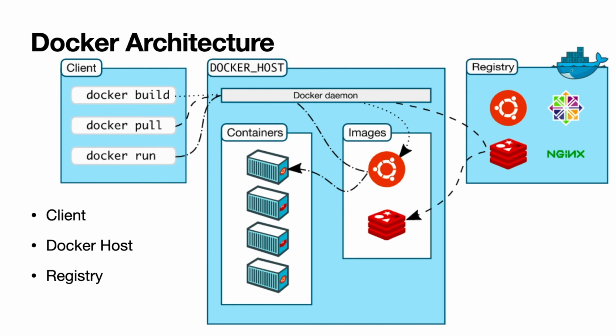Docker uses a client-server architecture. The Docker client talks to the Docker daemon, which does the heavy lifting of building, running, and distributing your Docker containers. The Docker client and daemon can run on the same system, or you can connect a Docker client to a remote Docker daemon. A Docker client and Docker daemon communicate using REST API.